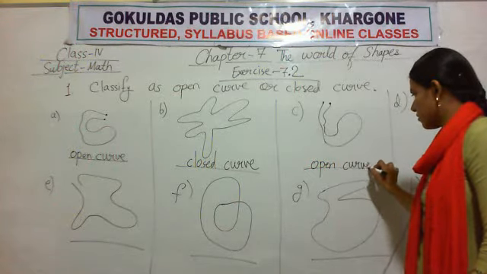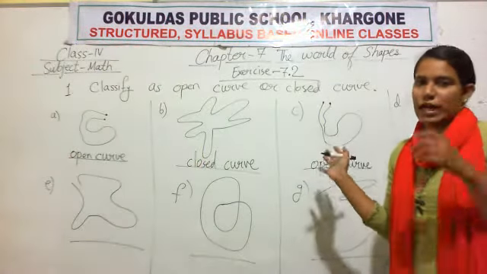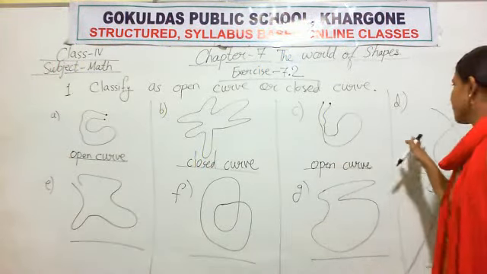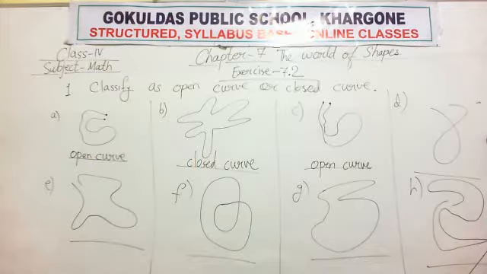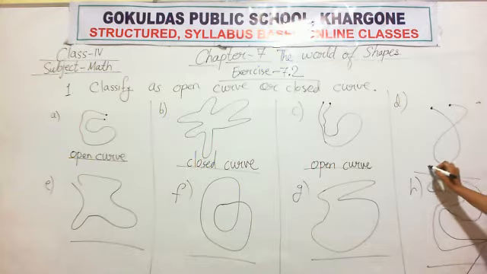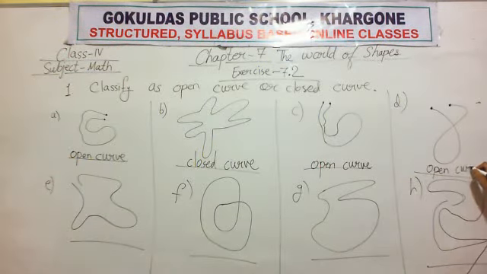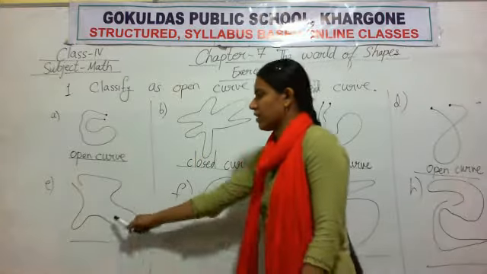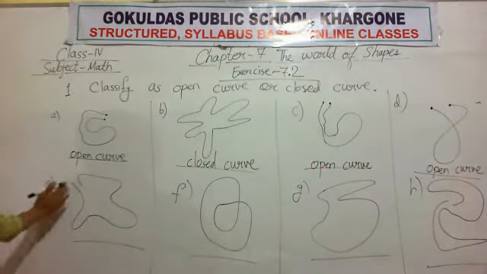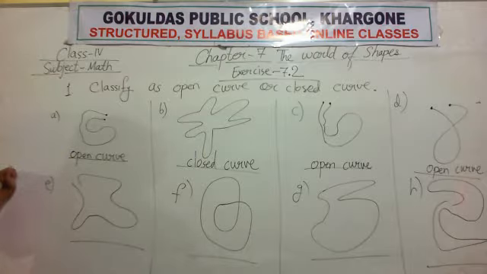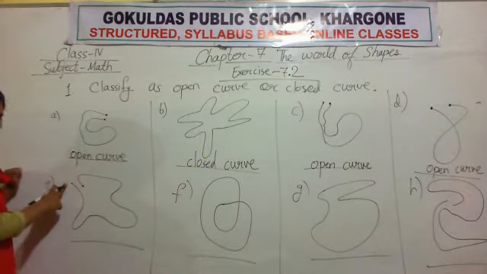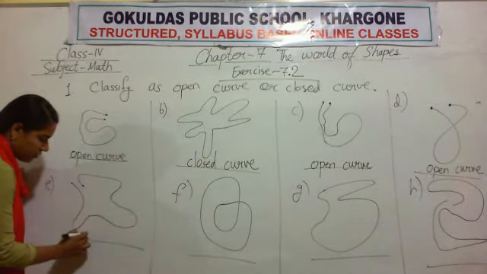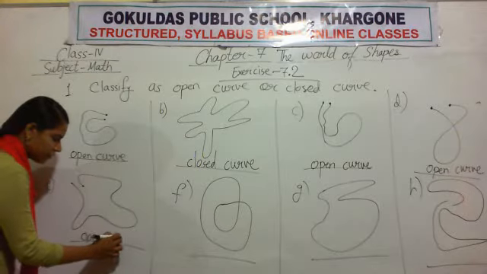With the help of pencil, write all these things in book, and later you will copy down from the book in your copy. Now next, D. Tell me it is open or closed. Check it. It has 2 points, so it is open curve. Now check E. It has 2 end points, right? One is starting point, the other one is ending point. So it is open curve.